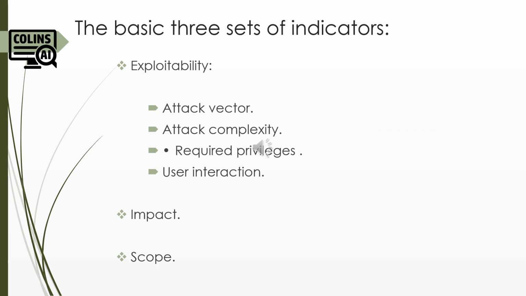The base group of metrics represents intrinsic vulnerability characteristics that remain constant over time and across users. It consists of three sets of indicators. Exploitability. This indicator reflects the ease and technical means by which a vulnerability is exploited. This type of indicator includes attack vector, attack complexity, required privileges, and user interaction. The second set is impact. This indicator shows the degree of impact on the core security goals: confidentiality, integrity, and availability. And the third one, scope. This indicator is part of the base metric group, although it is somewhat independent of the rest of the group.